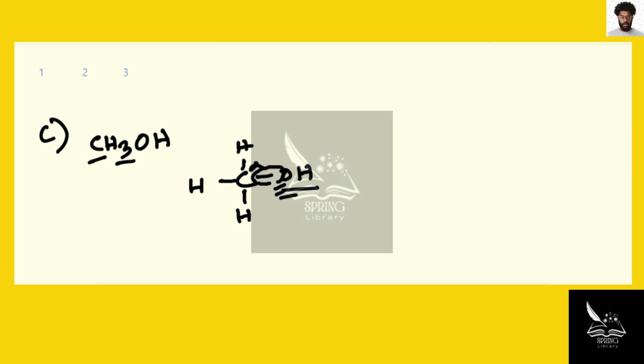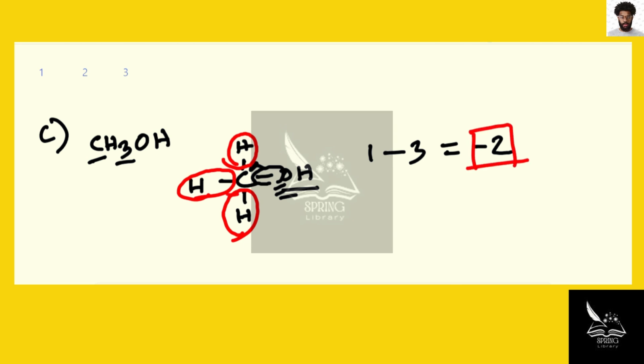So we have one, minus we will have to subtract the number of bonds with hydrogen. Here we have 3 bonds with hydrogen, so you have to subtract: 1 minus 3, and that will give us -2, and this is the oxidation number of the carbon here.